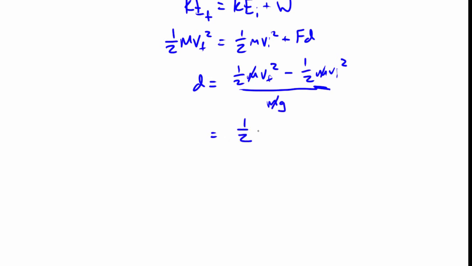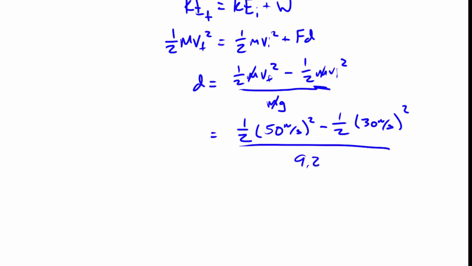So I'm just solving 1/2 times the final velocity squared, 50 meters per second, minus 1/2 times the initial velocity squared, 30 meters per second, divided by gravity, which is just 9.8 meters per second squared. All right, so you can solve that pretty easily. You should get a difference of 12.2 meters, I think, I hope.